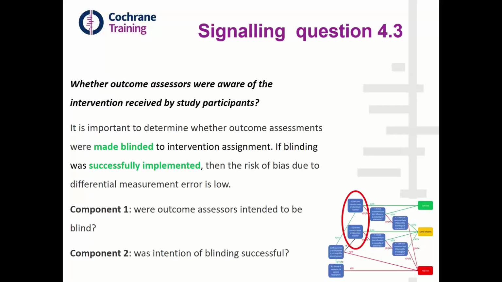So let's go on to signaling question 4.3. This signaling question basically asks whether the outcome assessor was blinded or not. Was the outcome assessor aware of the intervention received by study participants? And it's probably a good idea to think about this question as having two components. One is that the outcome assessor was intended to be blind, and the second was whether that intention was successful. So let's move on to the first component.